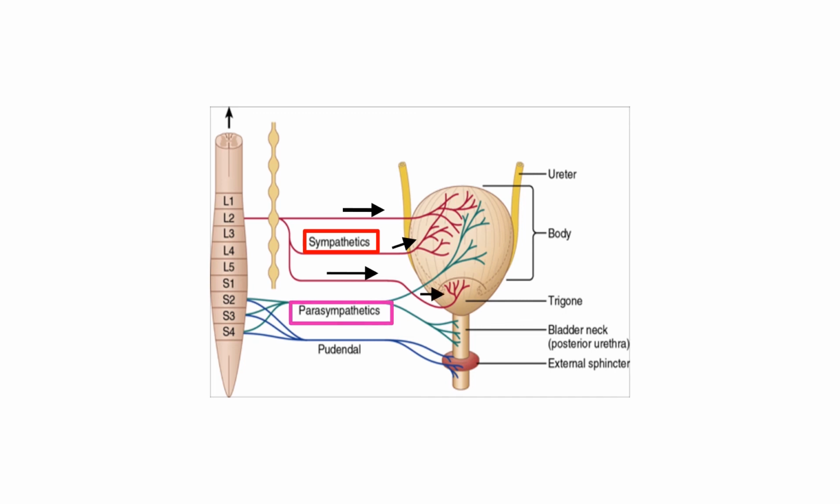The parasympathetic part is coming from S2, S3, and S4. It is going to supply the muscular wall, where it increases excitability and affects contraction, and then it is going to supply also the internal sphincter, and then pudendal nerve, which is somatic, is controlling the external urinary sphincter.